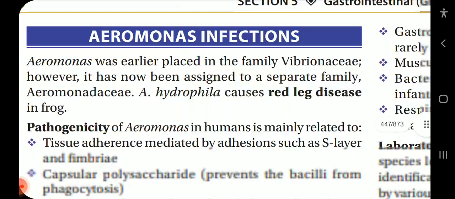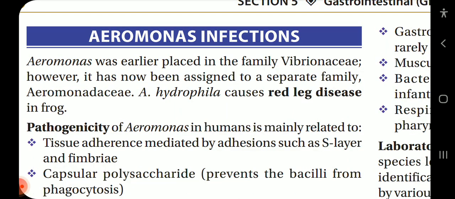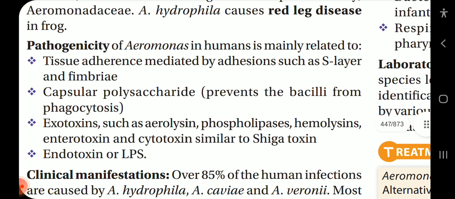Now coming on to the Aeromonas infections. Aeromonas was earlier placed in the family Vibrionaceae. However, it has now been assigned a separate family, Aeromonadaceae. Aeromonas hydrophila causes red leg disease in frogs. Pathogenicity of Aeromonas in humans is mainly related to tissue adherence mediated by adhesins such as S layer and fimbriae. Capsular polysaccharide prevents the bacilli from phagocytosis.